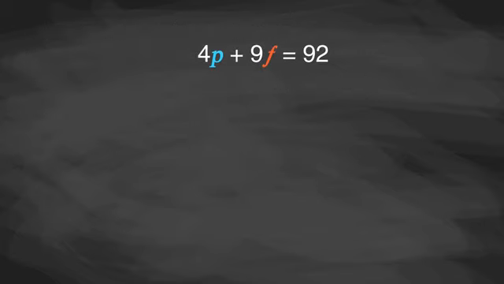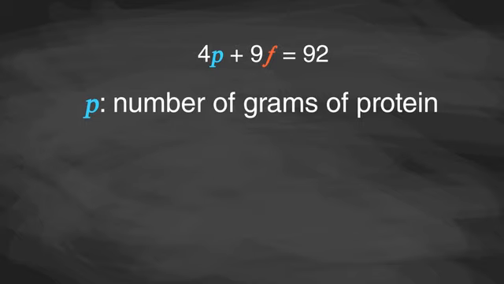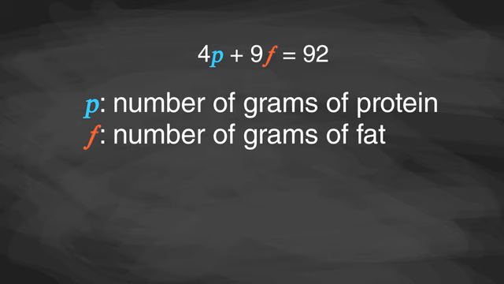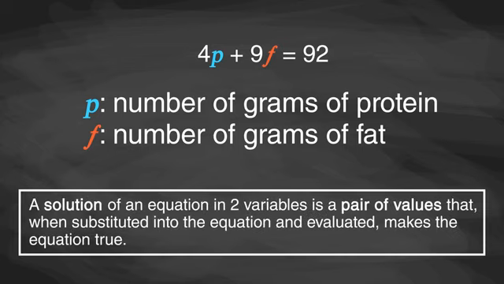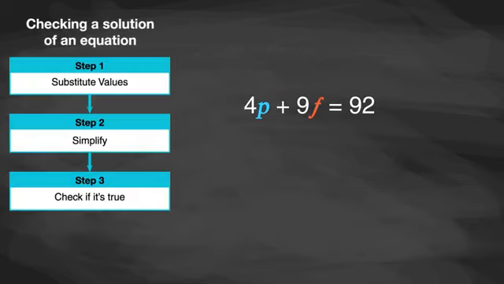This is an equation in 2 variables. P represents the number of grams of protein. F represents the number of grams of fat. A solution of an equation in 2 variables is a pair of values that, when substituted into the equation and evaluated, makes the equation true. Let's try to identify a solution to this equation.